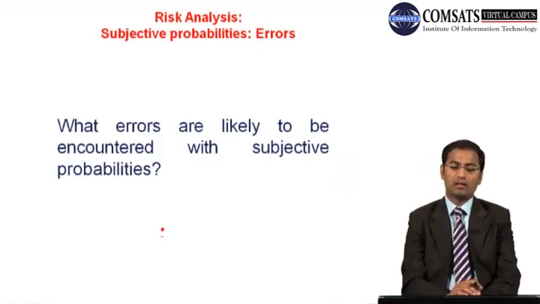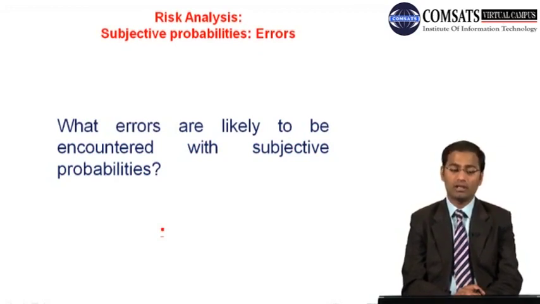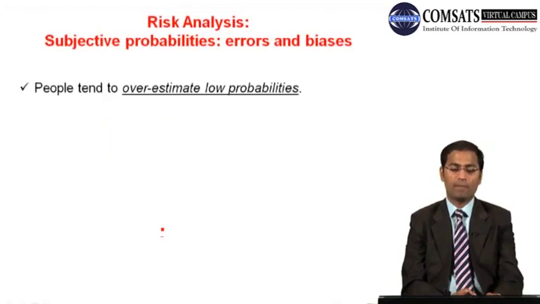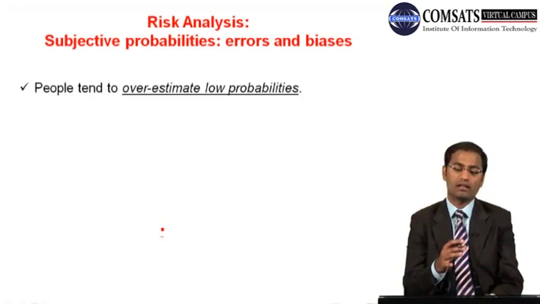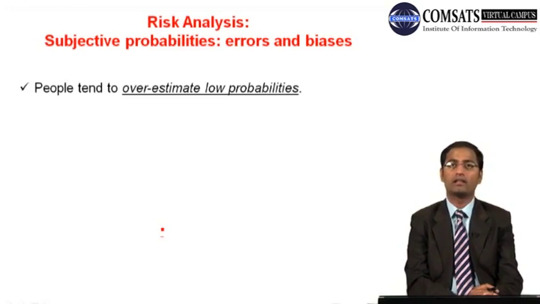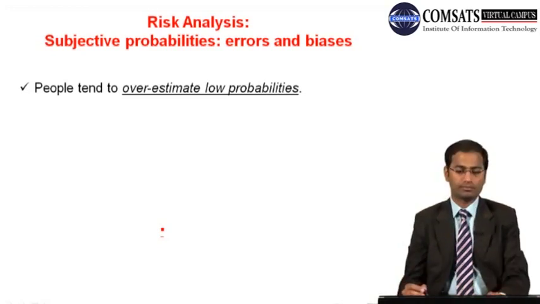And as far as subjective probabilities are concerned, now, there are errors and biases. So what errors are likely to be encountered with subjective probabilities? Let's have people tend to overestimate low probabilities. वो बेसिकली इम्पैक्ट देखते हैं ज़्यादा है तो उसकी प्रोबेबिलिटी को भी हाई करने की कोशिश करते हैं. तो ये बड़ा एक जेन्युइन इशू है कि आप प्रोबेबिलिटीज़ को काफ़ी सारे लोग हाई करने की कोशिश करते हैं.